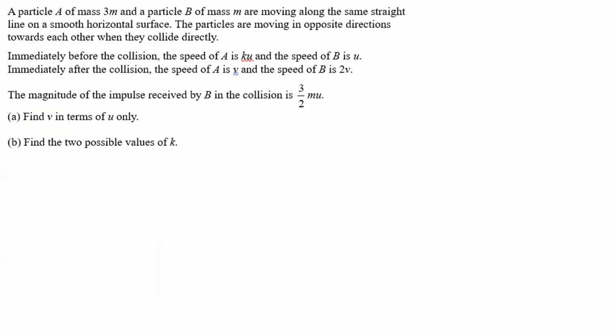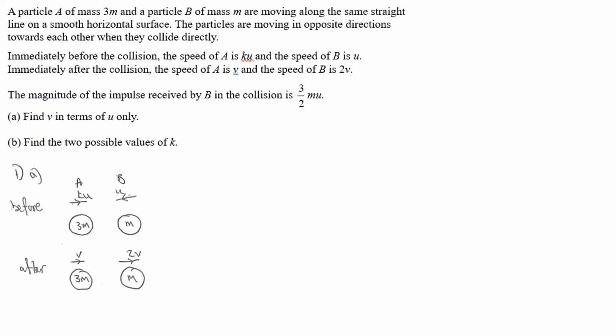Okay, this question: a particle A of mass 3m and a particle B of mass m are moving along a straight line on a smooth horizontal surface in opposite directions, and it gives you the speeds after, where the speed of A is v and the speed of B is 2v. So I've just changed that into a diagram, and given the magnitude of the impulse, and we're asked to find v in terms of u only.